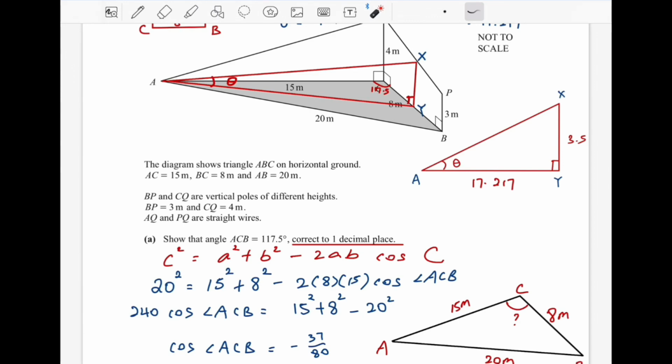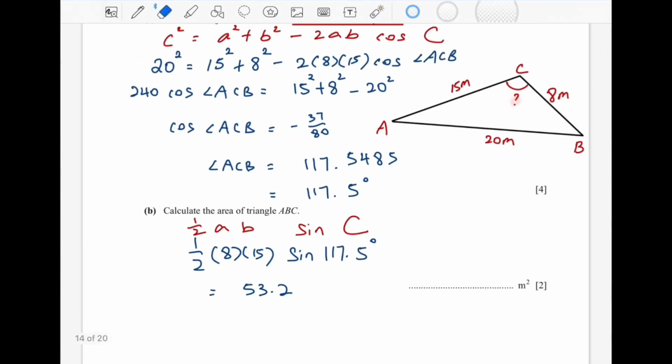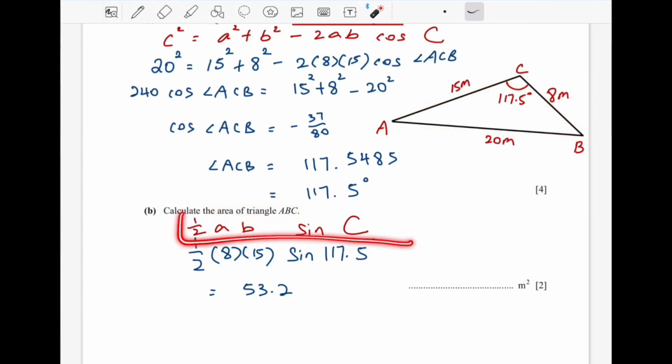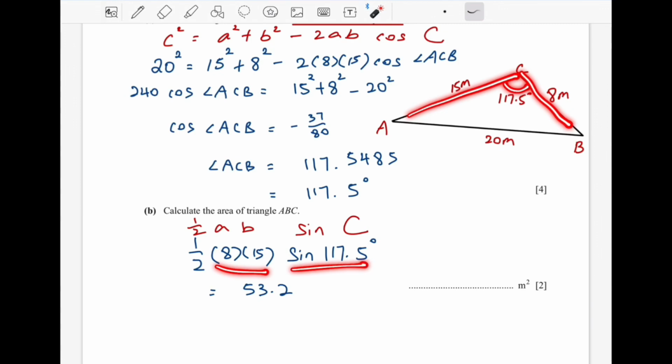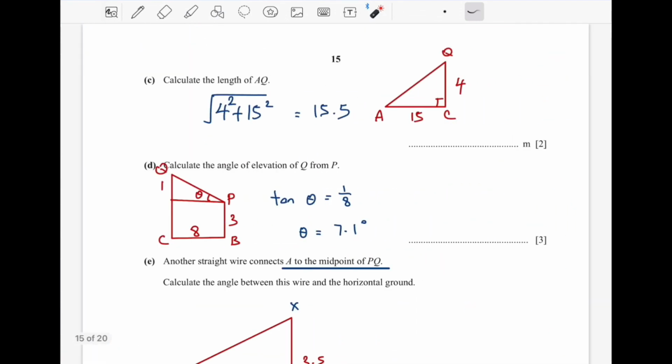Alright, cosine rule. Okay, and then once we have the angle here, 117.5 degrees, you are required to find the area of this triangle ABC. So we apply this formula. Since we know the angle here, we are taking these as the sides. So we put it here. That will be the area of the triangle. Very straightforward. And then the next question, find the length of AQ.